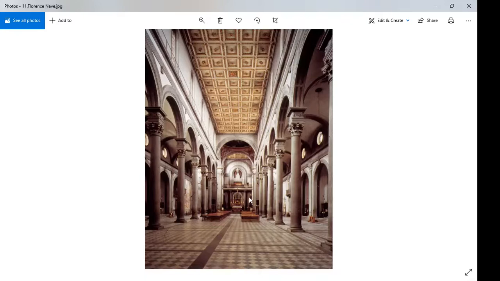So the floor is the largest mass. Then the ceiling, then the columns, and then the arches, in that order. The floor first, ceiling second, columns, and then the arches. Okay, and then we have modeling here.